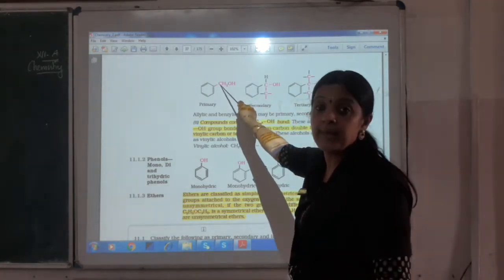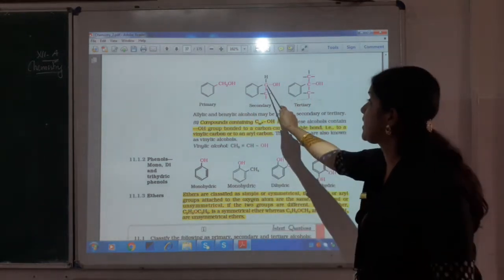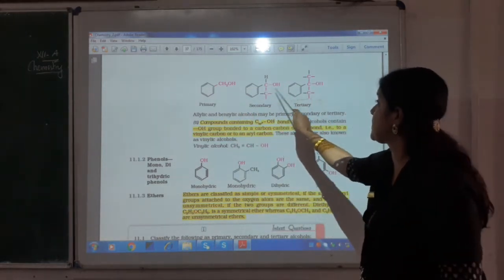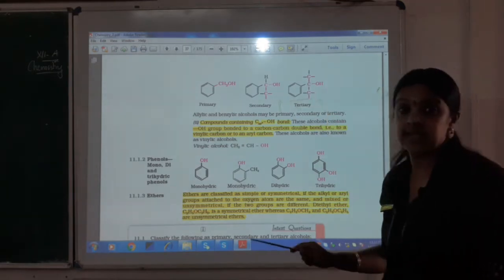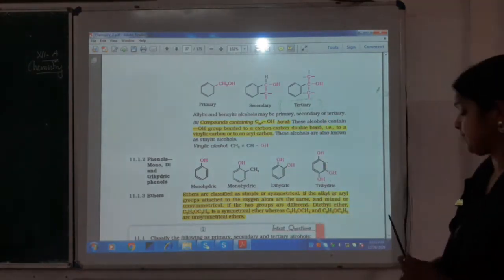Here this carbon which is holding the OH is attached to only one C. Here it is attached to two carbon atoms. Here three carbon atoms. That is why we have primary, secondary and tertiary.